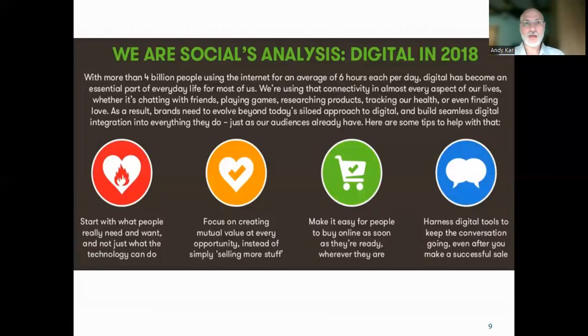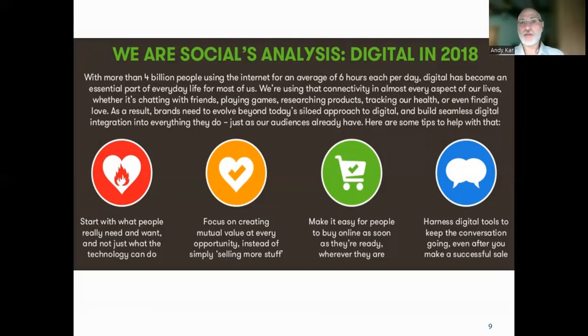We have here more information from the We Are Social analysis. With more than 4 billion people using the internet for an average of 6 hours each per day, digital has become an essential part of everyday life for most of us, which is true. Everybody is online, especially during this COVID-19 era with the lockdowns, etc. Literally everybody was online.